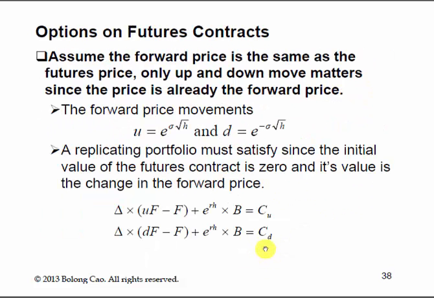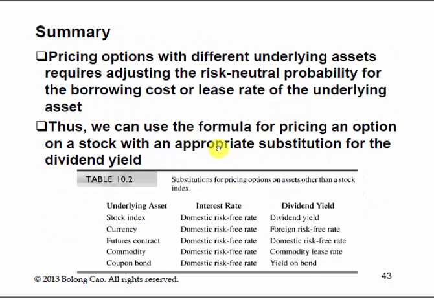If we go back, right, it's gone. It's R minus R times square root of H, right? That's gone. And for commodities, it's the commodity leasing rate. Okay, if you can lease and short sell this commodity. For the coupon bonds, it will be the yield on the bond. Okay, that's the only similarity between bond and stock in terms of option pricing. All right, that's the end of chapter 10.